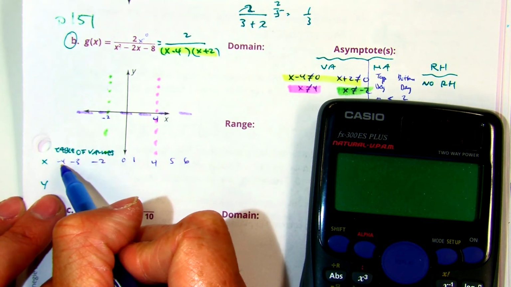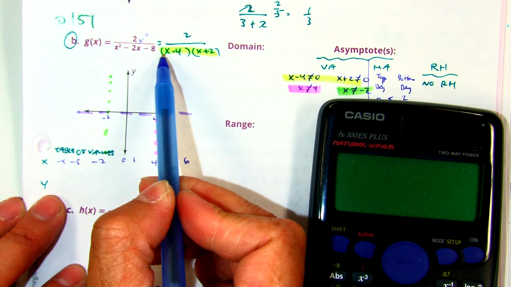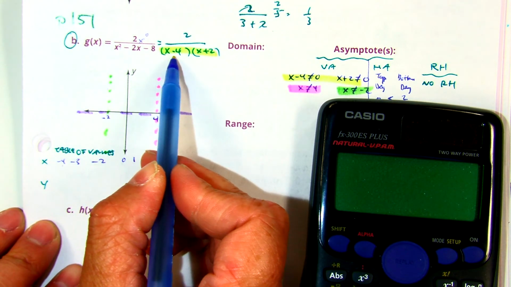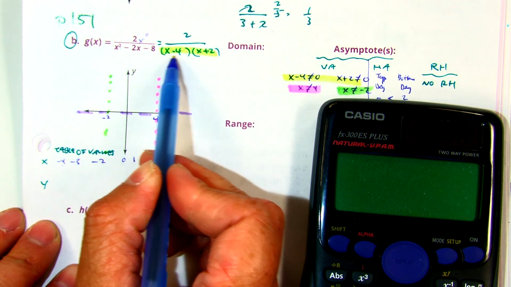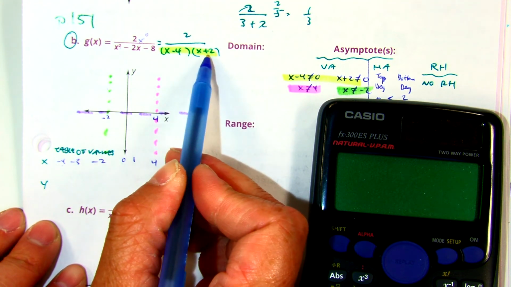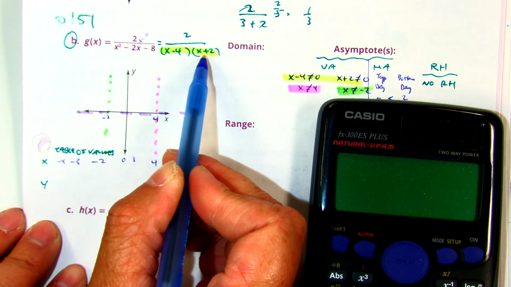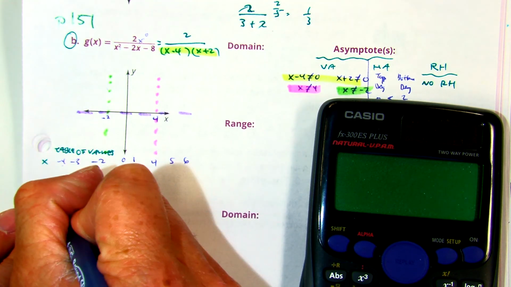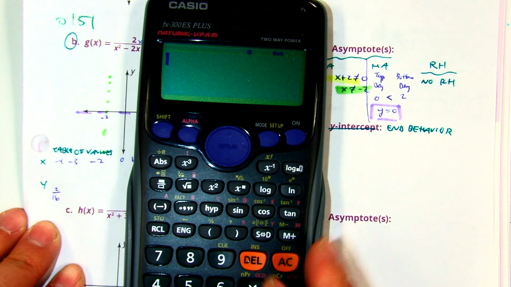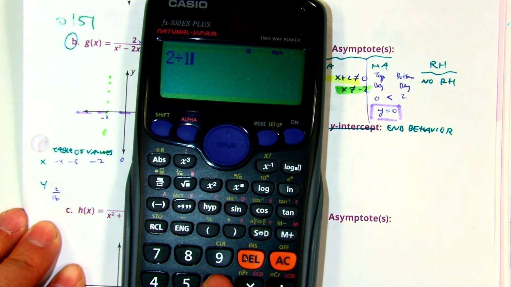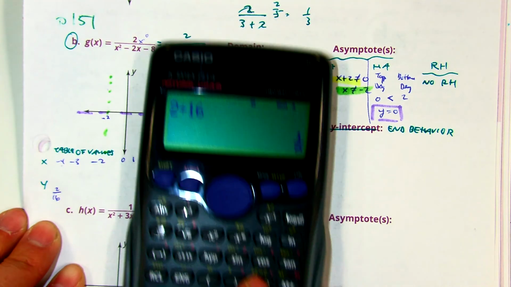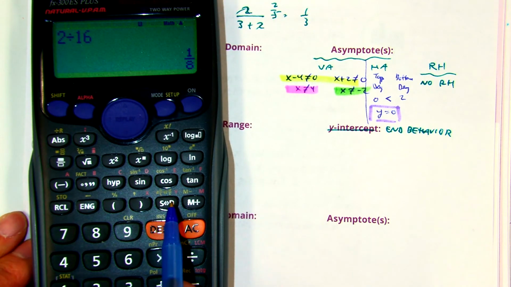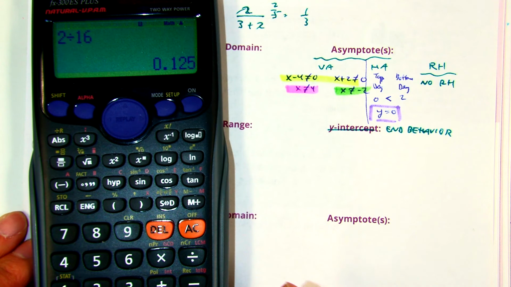Let's use -4. Class, -4 minus 4. -8. -4 plus 2. -2 times -8. So I get 2 over 16. And if you put that in your calculator, if you get a fraction on your calculator, on the Casios you put S to D, standard to decimal form, you get 0.125.